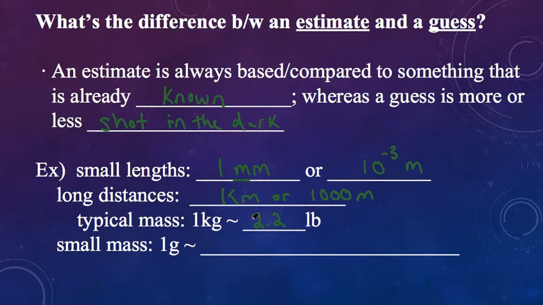So if we want to get an idea of how many kilograms your body mass is, take your weight in pounds and divide it roughly by 2.2. For a small mass, a gram is about the mass of a paperclip.